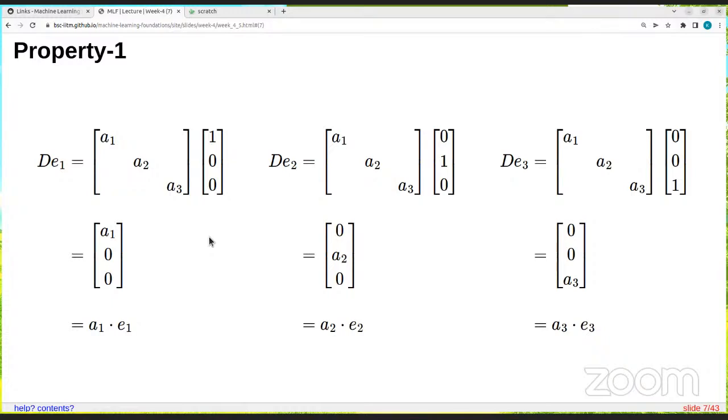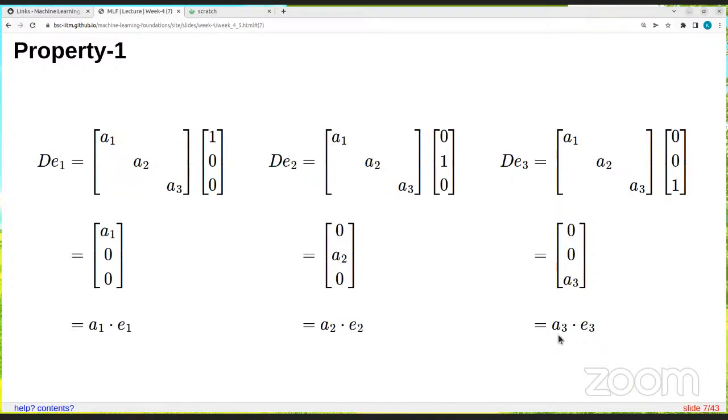That A1 is the eigenvalue for D, with eigenvector E1. I hope all of you see this inference, right? So E1, E2, E3 are eigenvectors corresponding to eigenvalues A1, A2, A3. So what is the first property of a diagonal matrix then?